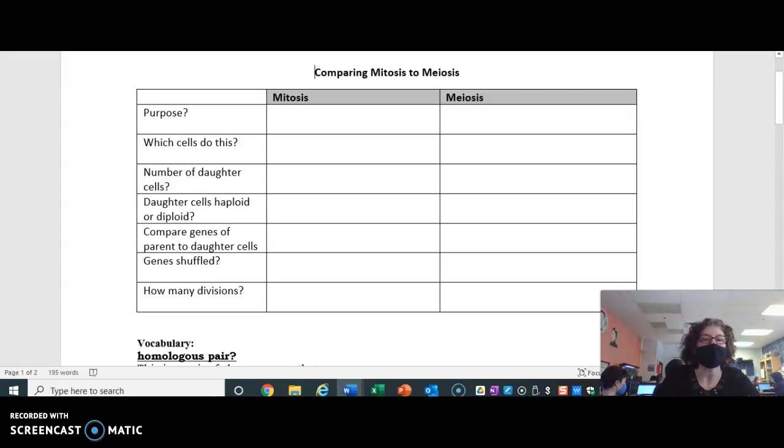Let me just open this up. There we go. Mitosis. The purpose of mitosis is for growth. Of course, it doesn't work right when I need it to. Okay.